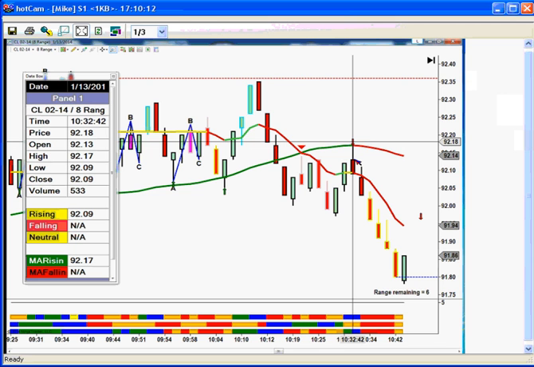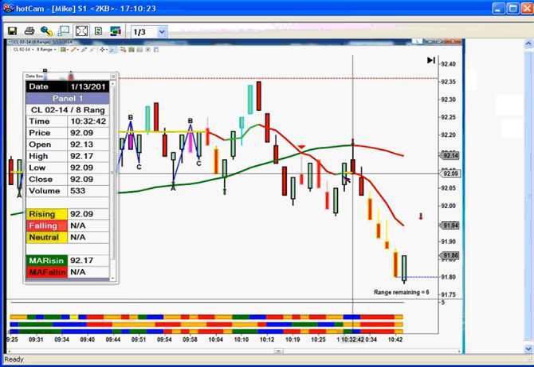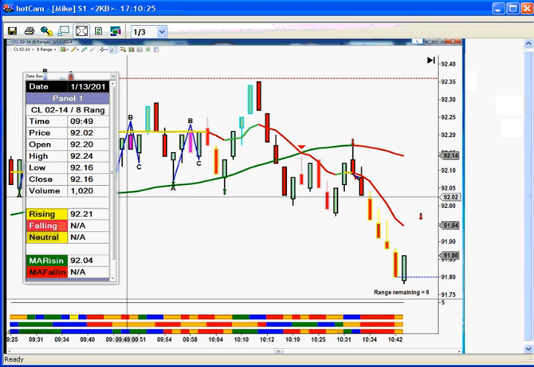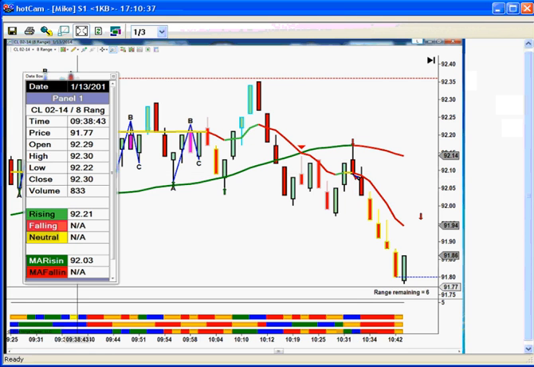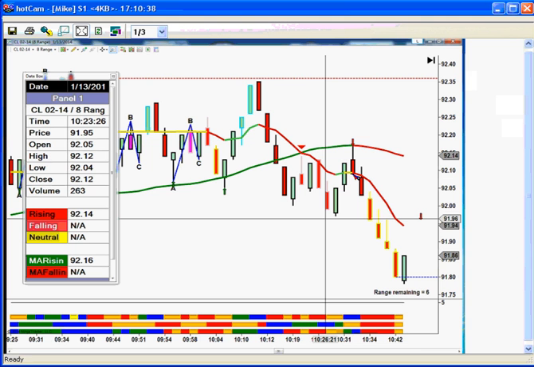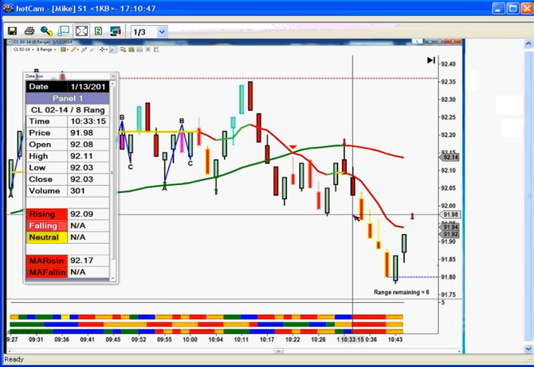Now, see, here's the cursor. But if you have any question about it, take a look. It says rising. You see it says MA rising right here. Still green. That refers to the 50. So I wouldn't. I'm going to wait and see.